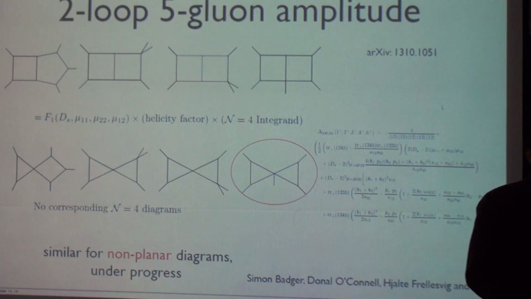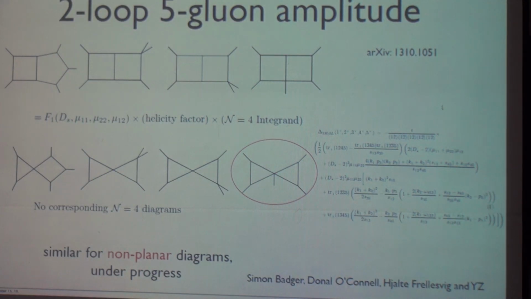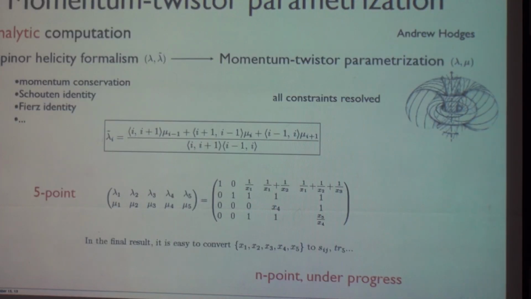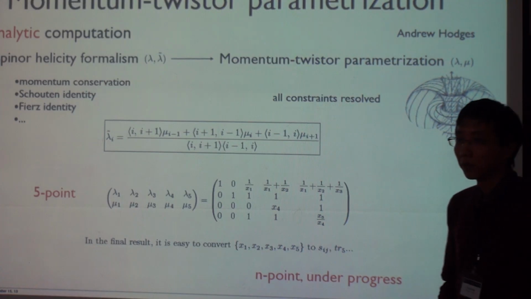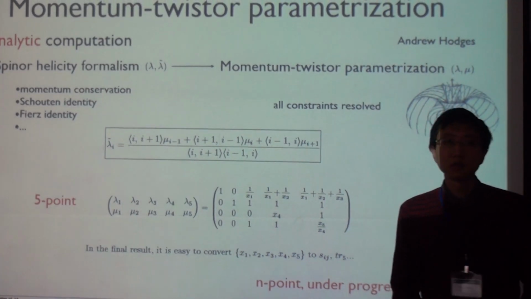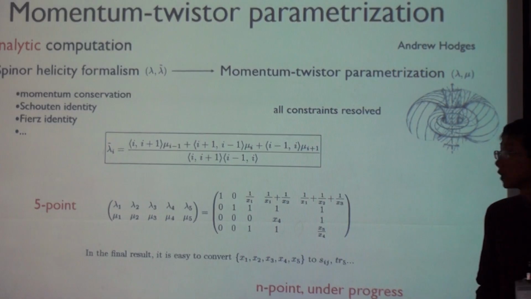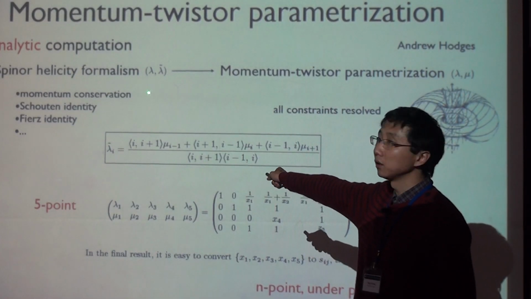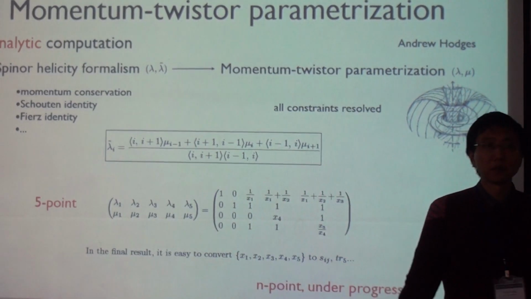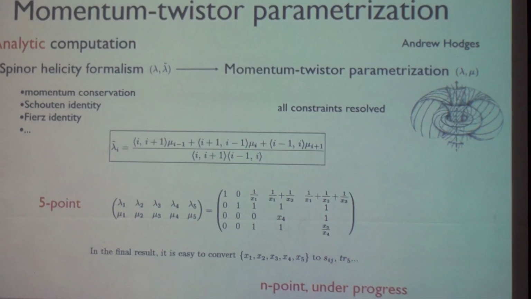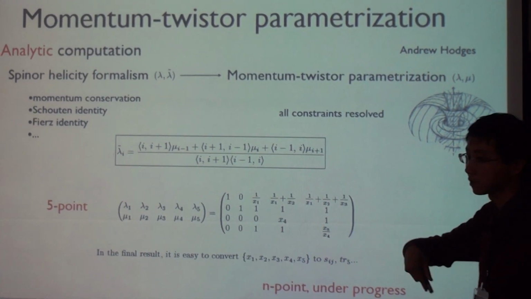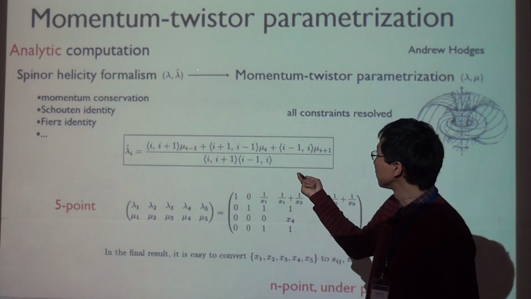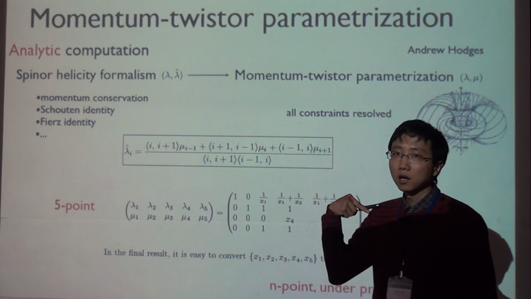Off topic a little bit, I'll tell you how to get this kind of result just from this unitarity cut calculation. You can use something called the momentum twistor parametrization method. Previously, when people calculated helicity amplitudes, they always used the spinor helicity formalism. Basically, you write all these loop vectors as left-moving and right-moving spinors, and do everything in spinor products like this.